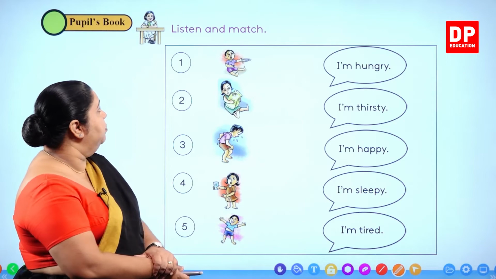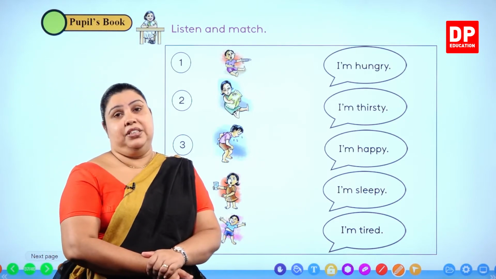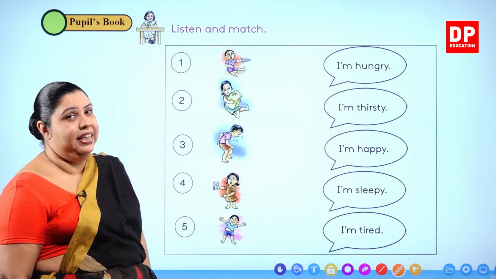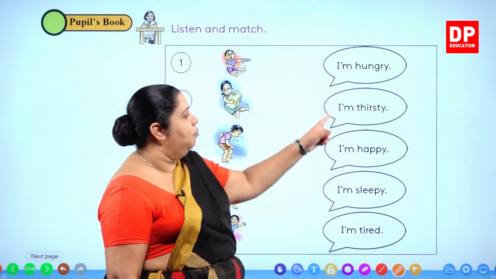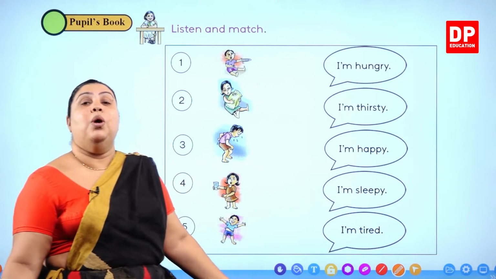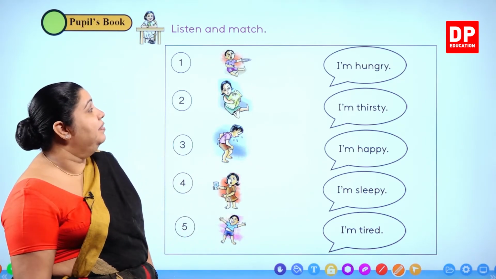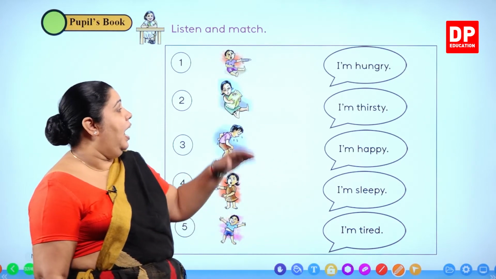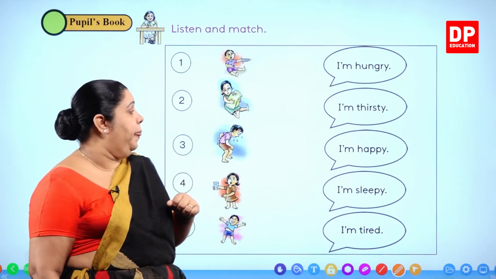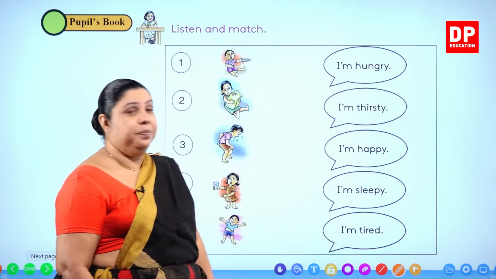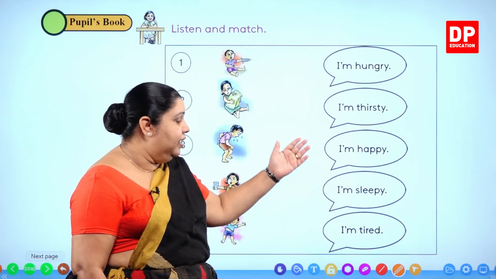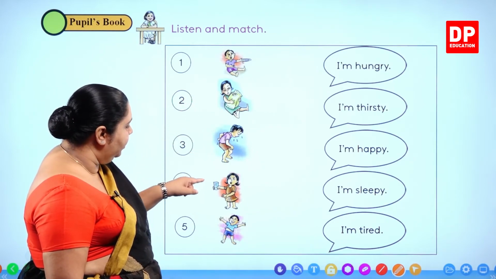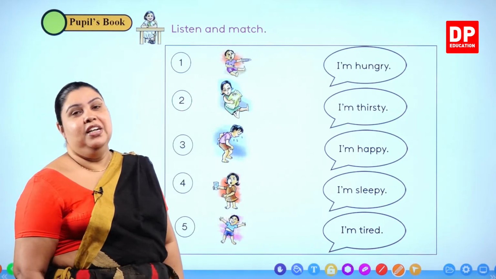This is the pupils book. Listen and match. Now can you see there are some pictures on this side and there are some words on the other side. What are the words? They are the words that we learned. I'm hungry. I'm thirsty. I'm happy. I'm sleepy. I'm tired. Now please take a good look at these pictures.